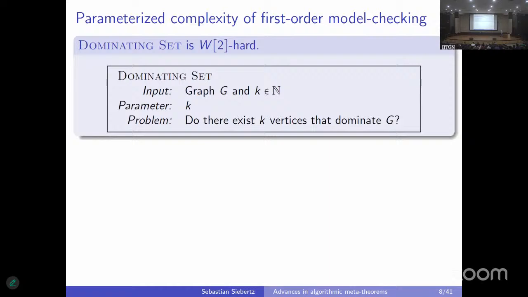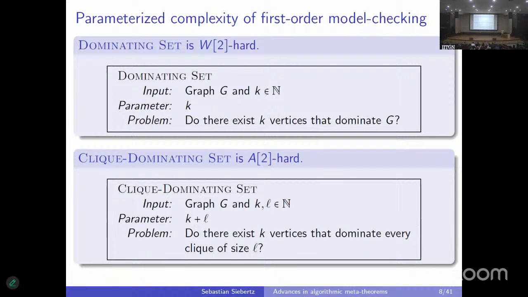So, as an example, we have the dominating set problem, a Sigma_2,1 formula, a very famous W[2]-complete problem. Let me show you also an A[2] problem.